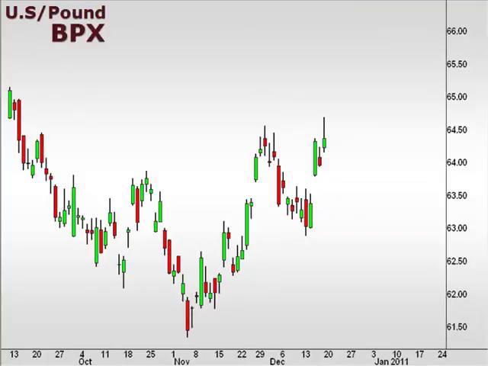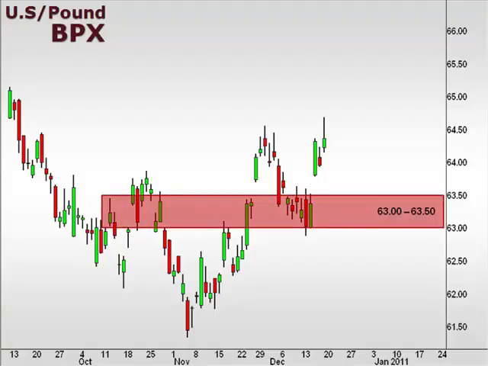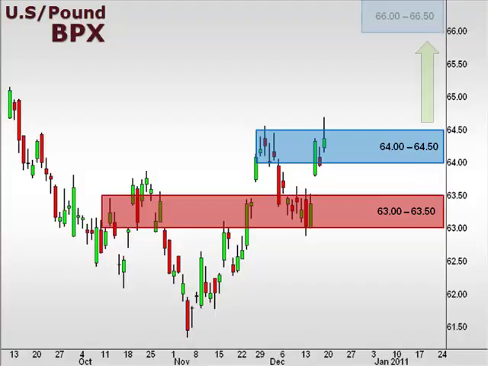Let's take a look at the BPX, the US versus the British pound. Well, the BPX moved higher as anticipated, but seems to be experiencing some signs of apprehension at the 64.5 level, suggesting that we may see a pullback down to test support within that 63.5 range. Now, a break beyond 64.5 opens the window for a move towards the 66.5 box.